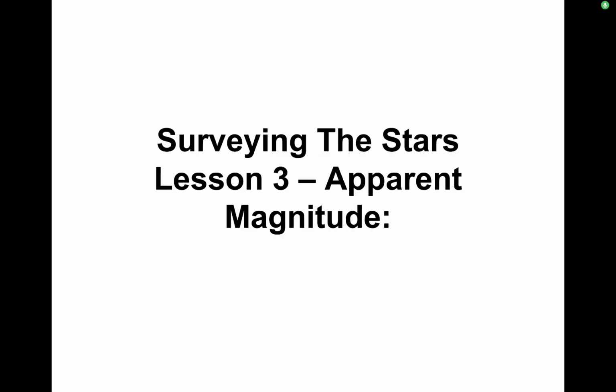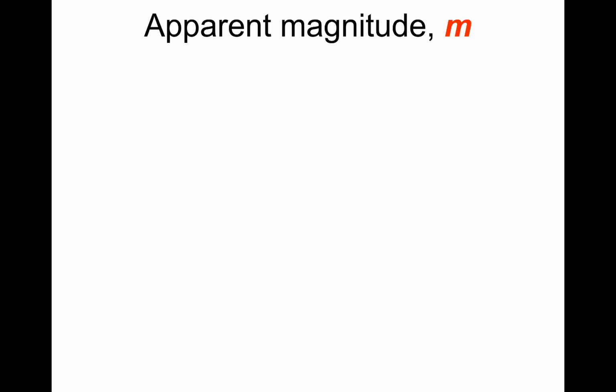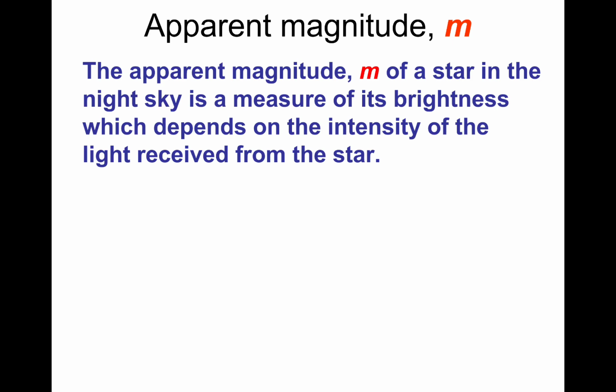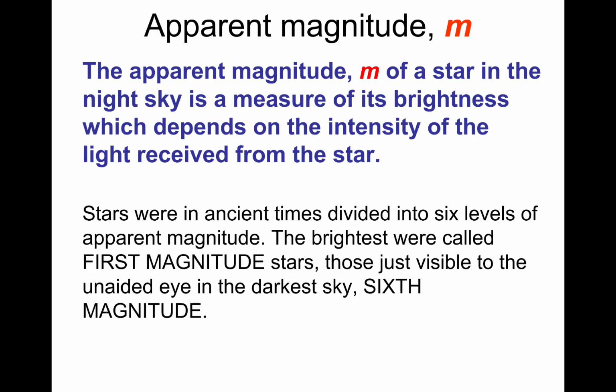This is Astrophysics. This is Surveying the Stars lesson 3, and this one's on apparent magnitude. So first of all, obviously, what is apparent magnitude? Lowercase m. The apparent magnitude m of a star in the night sky is a measure of its brightness, which depends on the intensity of the light received from the star. So this is basically how bright something appears from Earth. It takes no consideration into how far away it is, which is obviously a big issue.